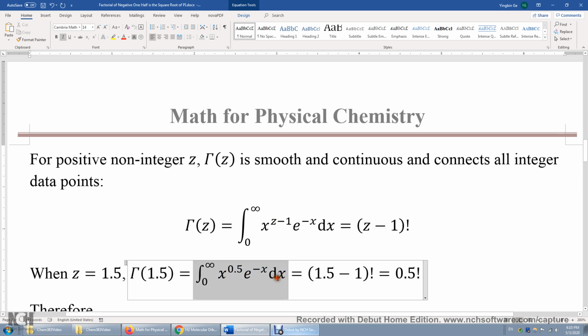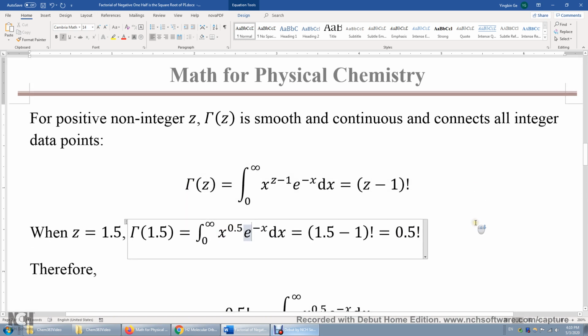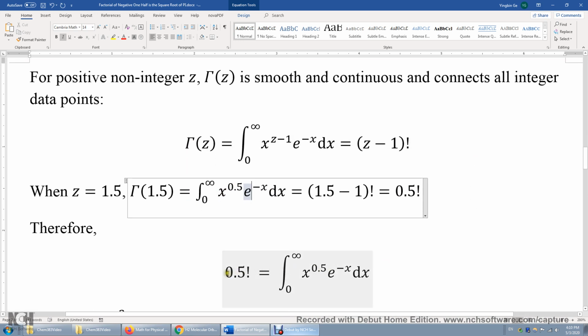And then we just need to evaluate this integral, because this integral is simply gamma of 1.5, and that's 1.5 minus 1 factorial, it's 0.5 factorial. So really, 0.5 factorial is this integral. And we know how to integrate this kind of function. Okay, we'll work on this.